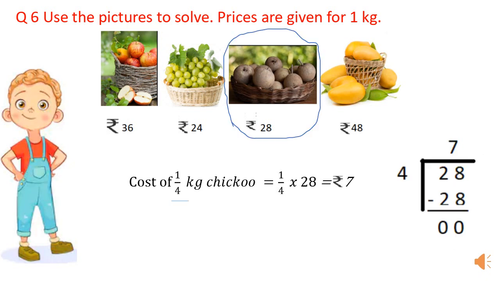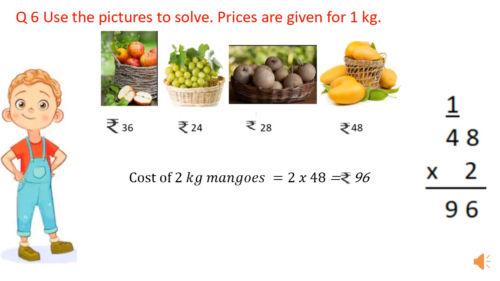Now let us see how much Arav has to pay for 1/4 of chiku. So now let's see what is the cost of 1 kg of chiku. You can see that it's 28 and you want 1/4 of the price, right? So 28 divided by 4. When you divide, you will see that 4 sevens are 28. So 1/4 kg of chiku costs rupees 7.